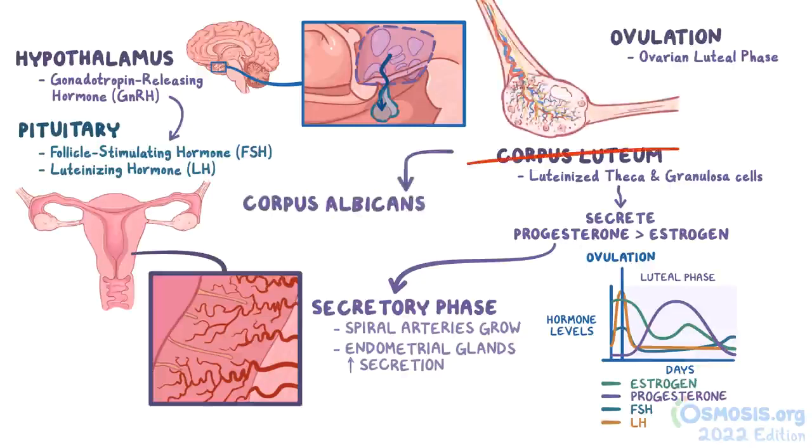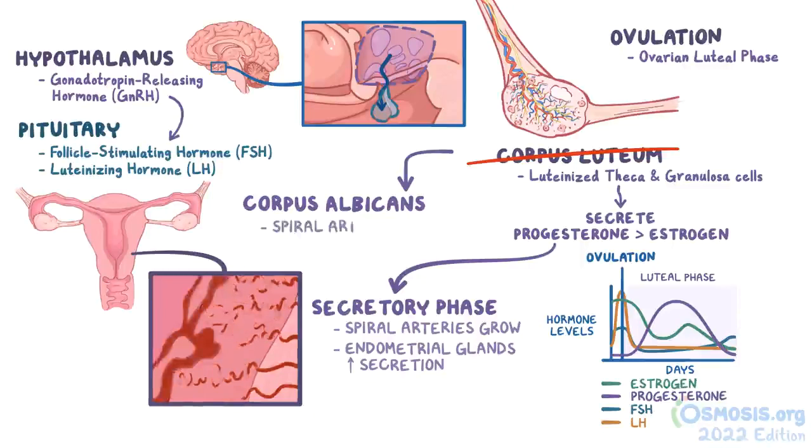The corpus albicans doesn't make hormones, so estrogen and progesterone levels slowly decrease. When progesterone reaches its lowest level, the spiral arteries collapse and the functional layer of the endometrium prepares to shed during menstruation. This shedding marks the beginning of a new menstrual cycle and another opportunity for fertilization.